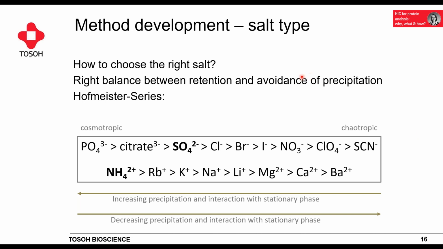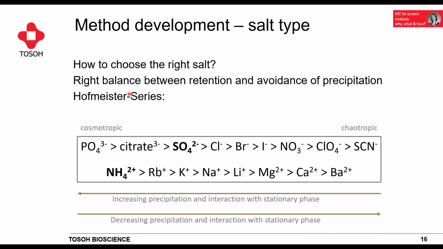One of the most important things we may want to look at for hydrophobic interaction chromatography is the question, which salt we use. I said it very initially already, what we typically use is ammonium sulfate, but we can play around with it.